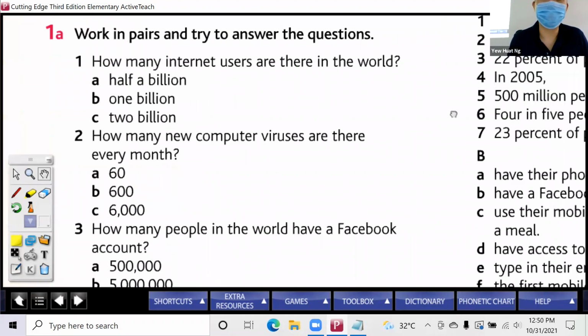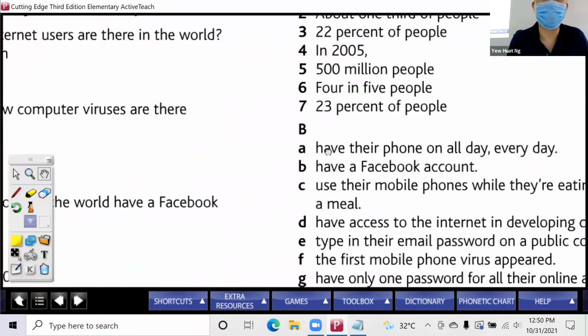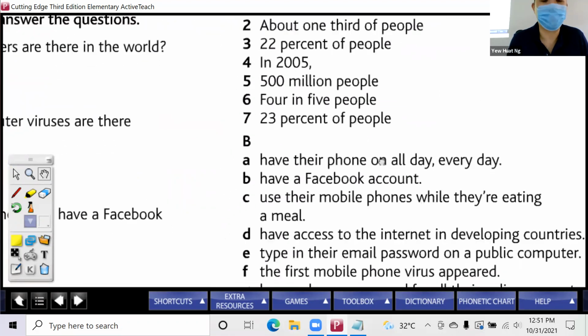Okay, if you can, also finish for me 1, 2, 3, 4, this part A and B. Join it together and then we'll examine.